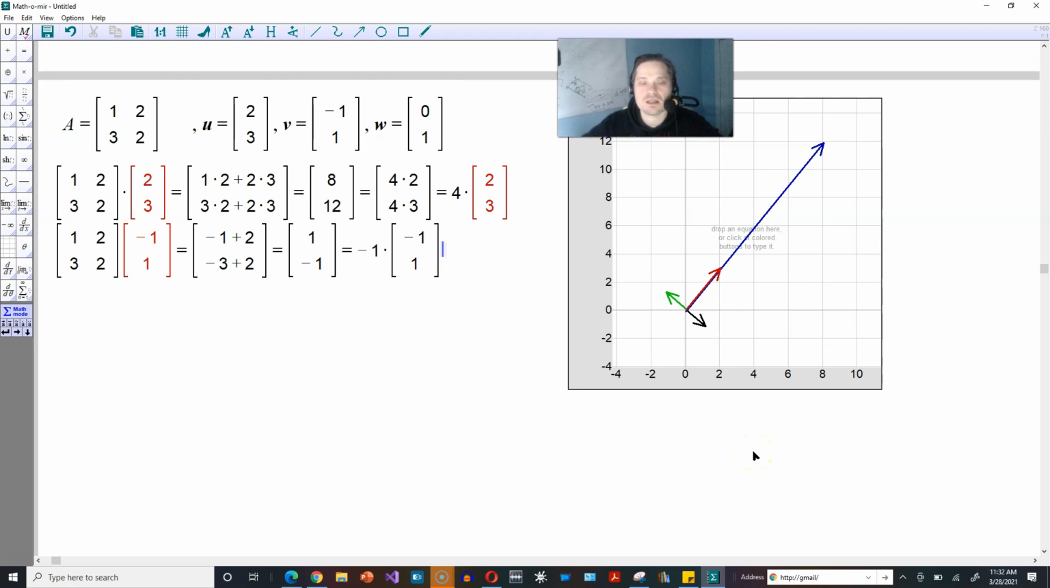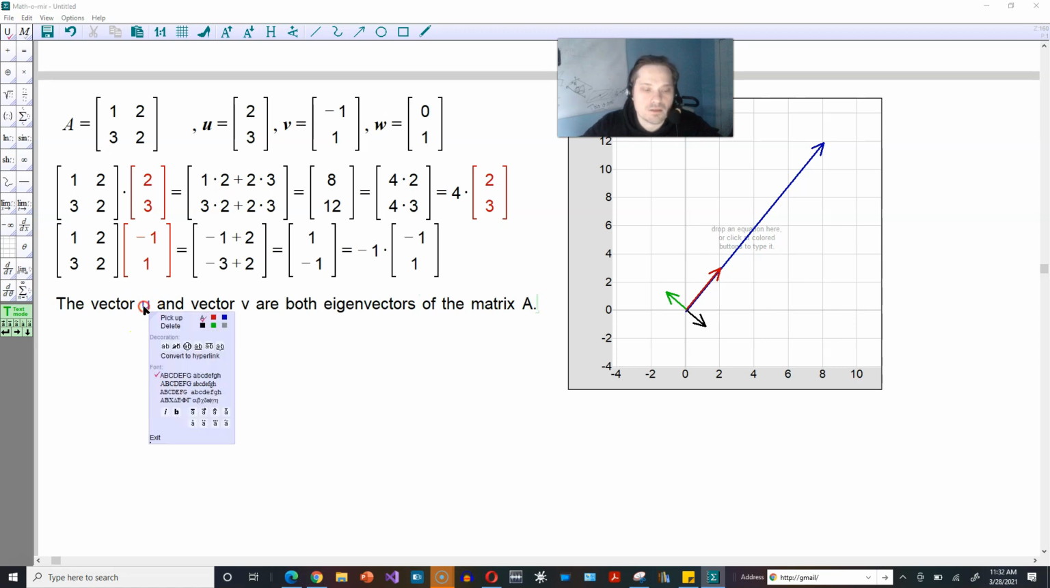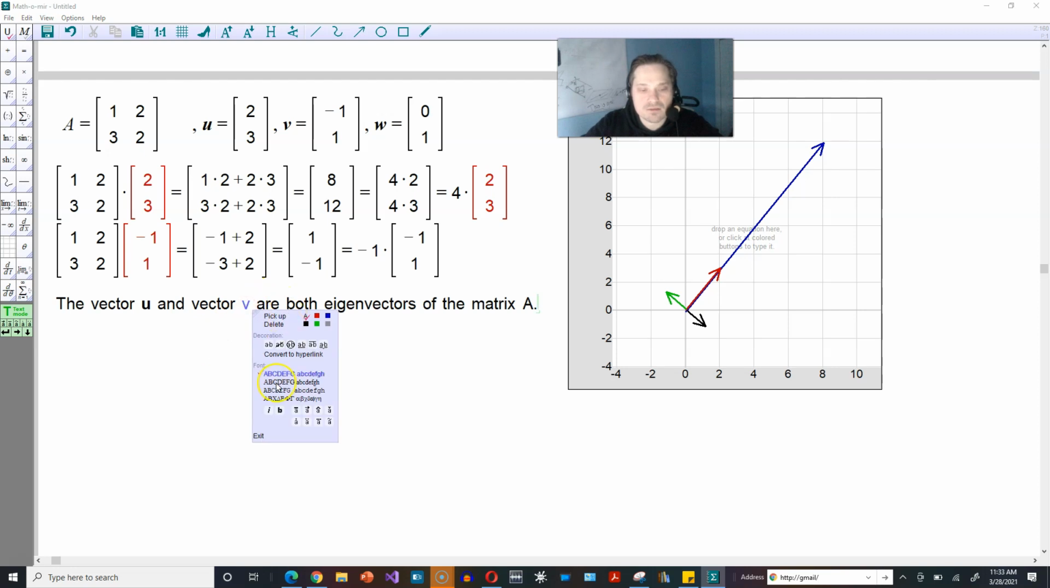So in other words, what we would say thus far, to summarize all of this work, is the following. The vector u, like this, and vector v are both eigenvectors of the matrix A. The reasons are simple. When the matrix acts on these vectors, it simply stretches them, or stretches them and then makes the direction opposite, 180 degrees to the original. But that's about it. Now, does it mean that it's like this every single time?